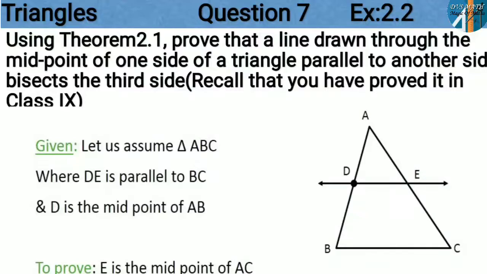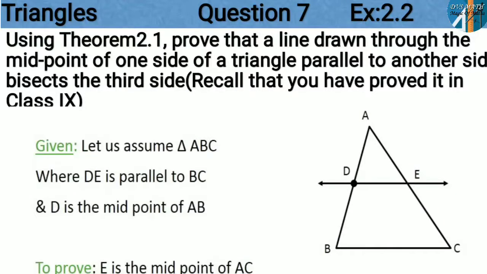So recall that you have proved it in class 9. That means here we have to consider the midpoint. So if you consider a triangle and draw a line intersecting the other two sides at midpoints, you can recall in 9th standard. So now using that we are going to prove this one.